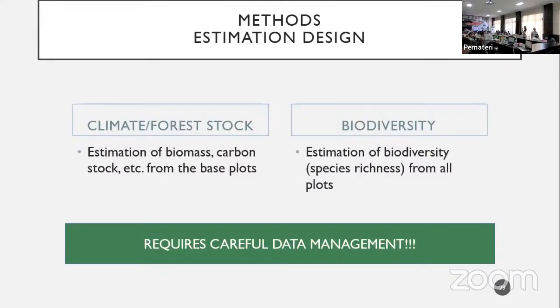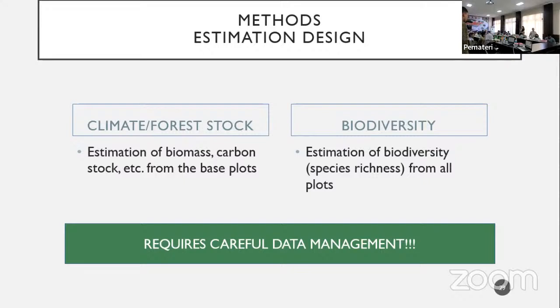Okay, so we're at the final piece, which is the estimation design. I already mentioned this a little bit. We have these two facets of the estimation design. We have climate and forest stock, so estimation of biomass and carbon stock, and we're getting this from the base plots, right? From this core grid with stratified random sampling.